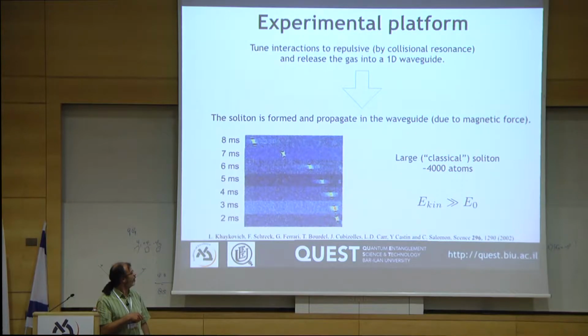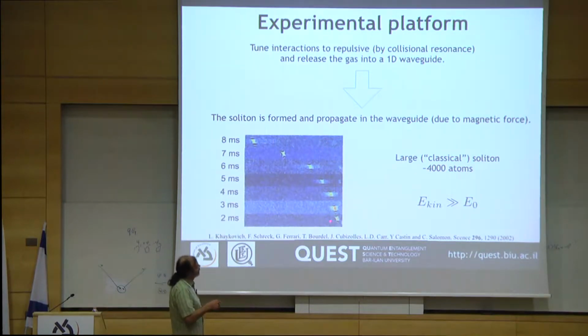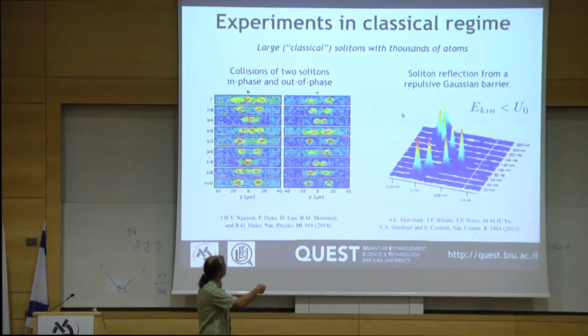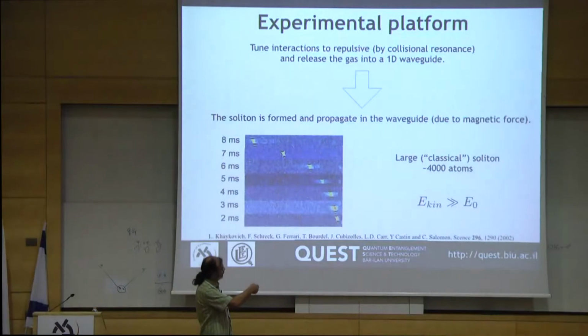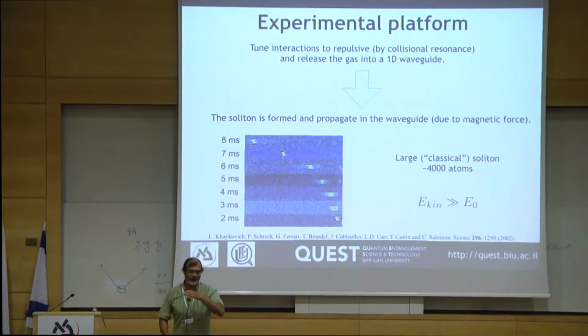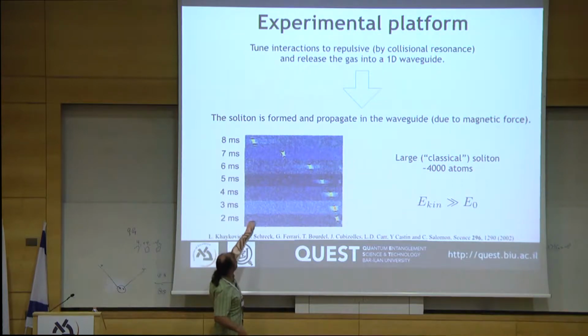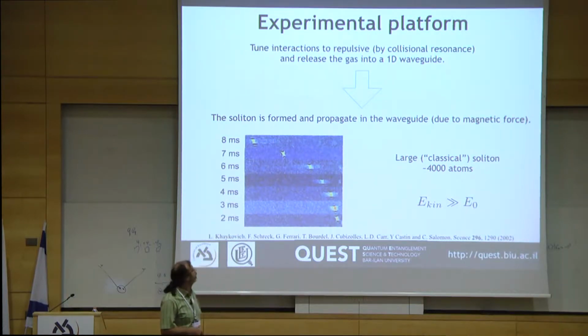But what you see here is actually a Bose-Einstein condensation in a one-dimensional waveguide. It's not a trap in this direction. So in this direction, it's just free to move, but it's trapped in this direction. So here, this is a radially strongly trapped atomic cloud.